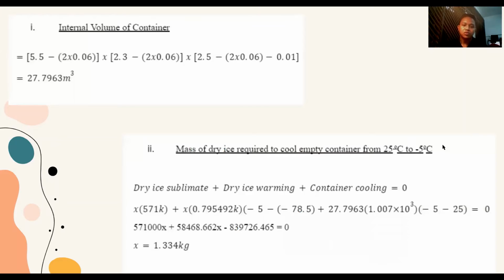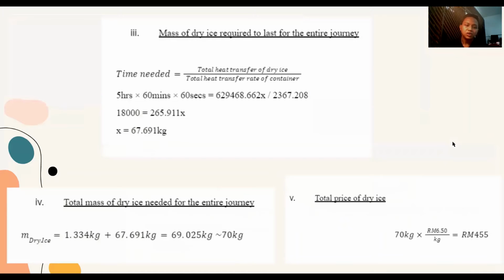Then we calculate the amount of dry ice needed and its price. In order to get that, first we calculate the internal volume of the container. After that, we calculate the mass of dry ice needed for the entire journey. This is the sum of 2 calculations: the mass of dry ice required to cool the empty container from 25 degrees Celsius to -5 degrees Celsius, and the mass of dry ice required to last for the entire journey. Lastly, by multiplying the mass of dry ice with the price per kilogram, we obtain the price of the dry ice, which is RM 455.